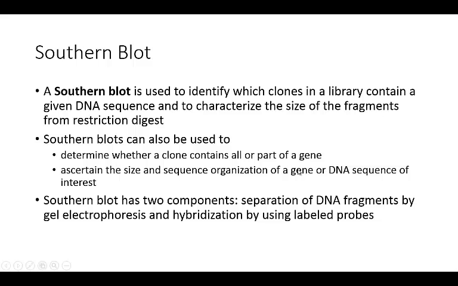So a Southern blot is used to identify which of the clones in your library contain a given DNA sequence and to characterize the size of those fragments from restriction digest. You can also use it to determine whether or not your clone contains all or part of a gene, to determine the size and sequence organization of a gene or DNA sequence of interest. And there's going to be two parts to this process. The first part is going to be separation of these DNA fragments based on gel electrophoresis. And the second is going to be transferring that to a membrane and looking to see whether or not radioactive probes will hybridize to that particular region of DNA or not.